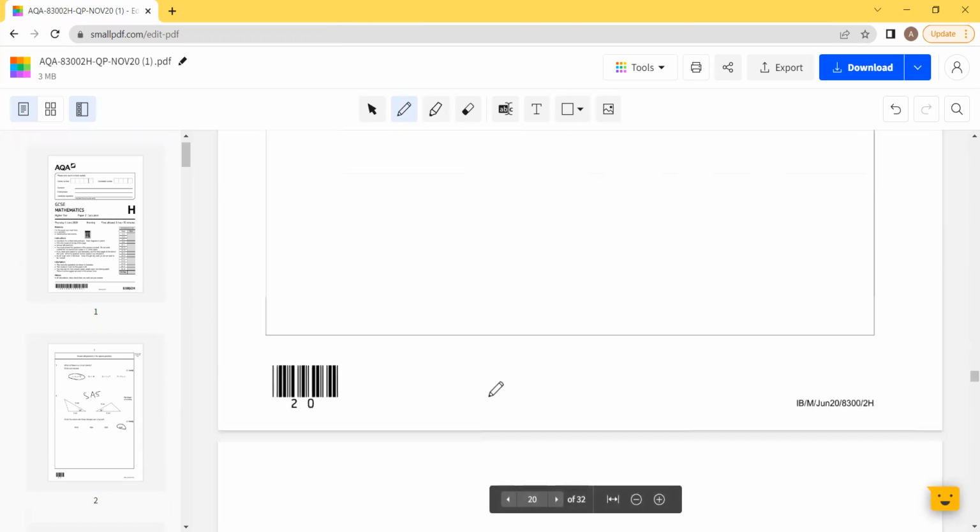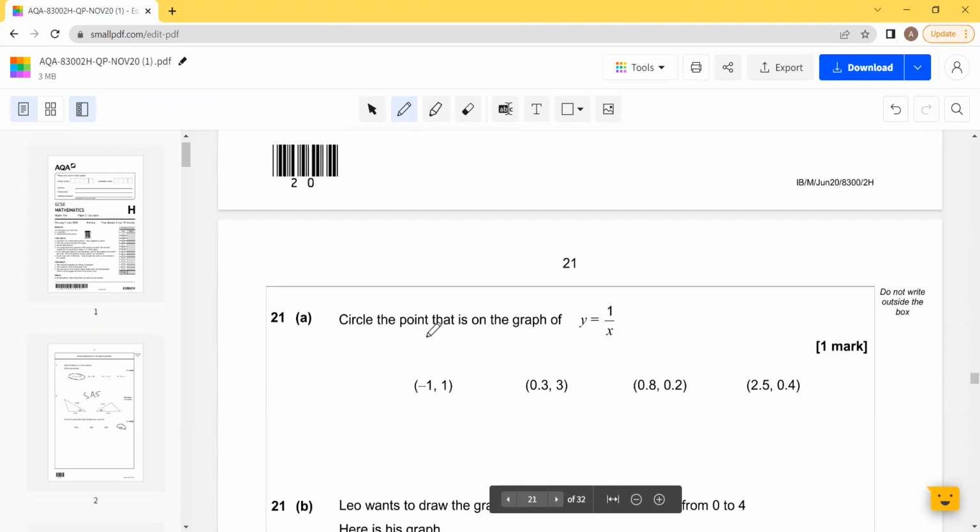Next question, 21a. Circle the point that is on the graph y equals 1 over x. So is minus 1, 1 on this graph? Well, 1 over minus 1 is minus 1, so it's not this one. 1 over 0.3 is 10 over 3, so it's not this one. 1 over 0.8 is 1.25, so it's not. So it must be this one.